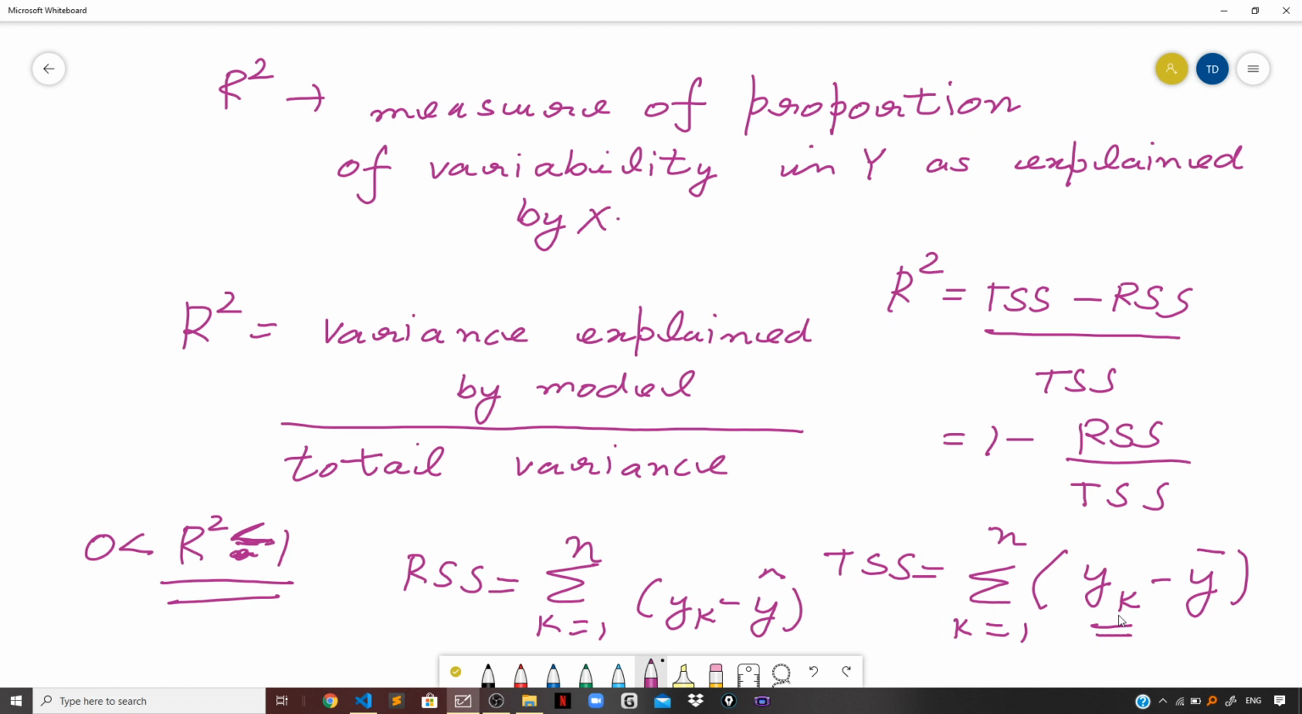Now if I assume RSS to be 0, which of course is practically not possible because there will always be some error element no matter what, then under this assumption R-square will come out to be TSS minus 0 upon TSS. TSS and TSS will get cancelled, and you will get R-square as 1 under this assumption. So this is the case for the best model, which is not possible in reality.